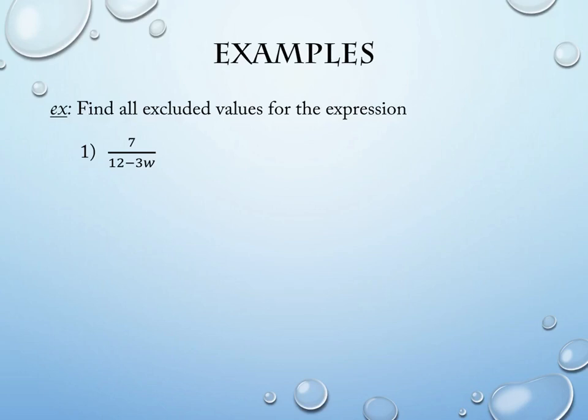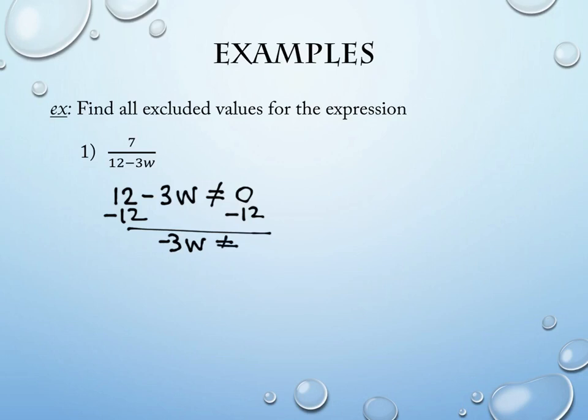So, in general, the denominator might look something like this, 12 minus 3w. And what we want is we want to know, where does 12 minus 3w equal 0? And in particular, we don't want that to happen, so we're going to write does not equal 0. And we're going to solve it just like it was an equation. So what would you like to do first to solve this non-equation? Okay, subtract the 12. So now I have negative 3w does not equal negative 12. And then what? Divide by negative 3.